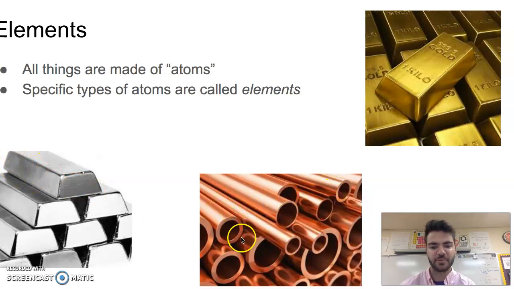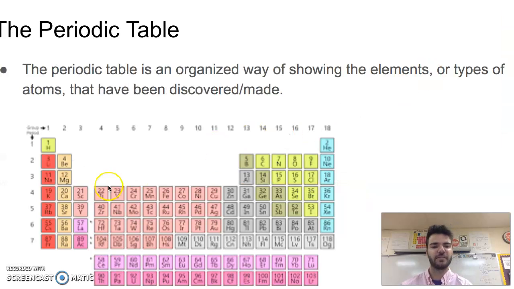Right here we have copper. Right here we have gold. And you've probably heard of all three of those. Well, those are all elements. Those are building blocks of everything. And so here we have the periodic table. That's where the periodic table comes in.